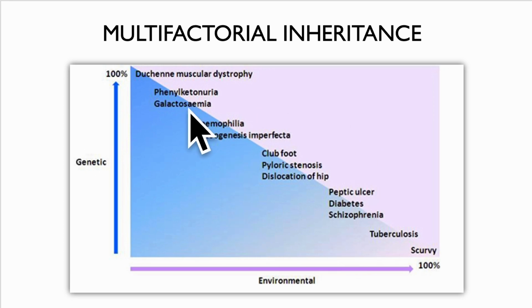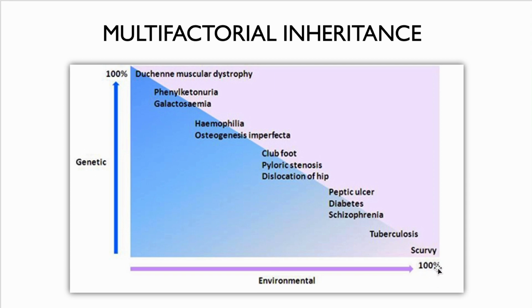And then we have diseases that are in between. Okay, they have the ones here: hemophilia, osteogenesis imperfecta, is more to the genetic part than to the environmental. But then we start having other conditions: pyloric stenosis, hip dislocation, peptic ulcer, diabetes, schizophrenia, tuberculosis, that are more environmental. There is tuberculosis, an infectious disease, very, very close to the 100% environmental. Okay, but still, people have some degree of genetic predisposition, a very small contribution of genetics in this case.